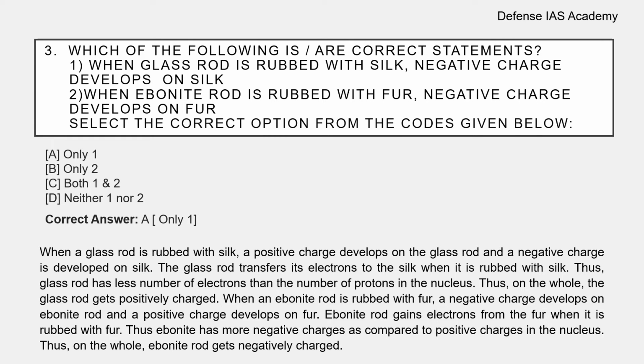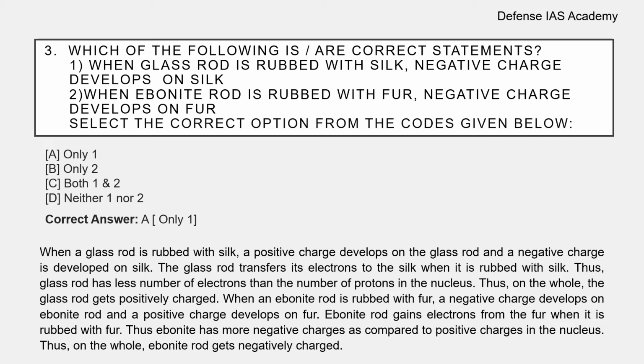When a glass rod is rubbed with silk, a positive charge develops on the glass rod and a negative charge is developed on the silk. The glass rod transfers its electrons to the silk when it's rubbed with silk. Thus, glass rod has less number of electrons than the number of protons in the nucleus. Thus, on the whole, the glass rod gets positively charged.